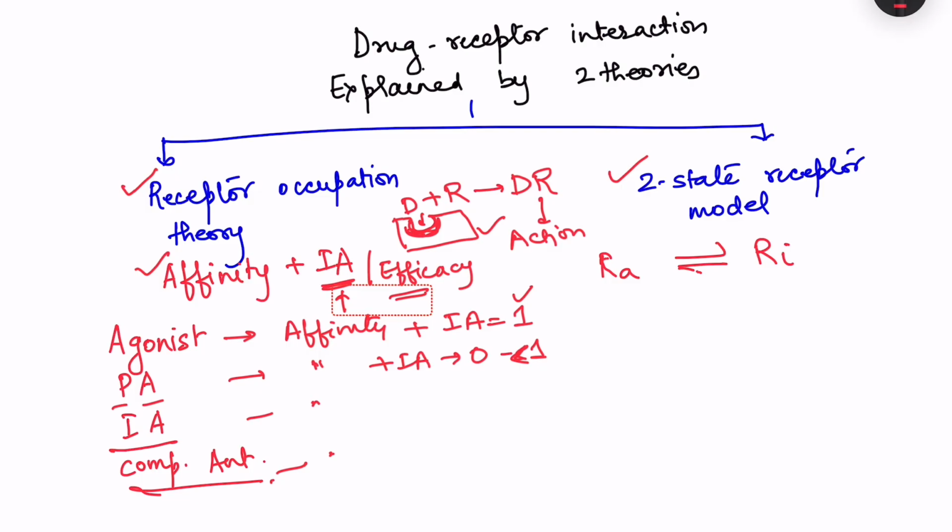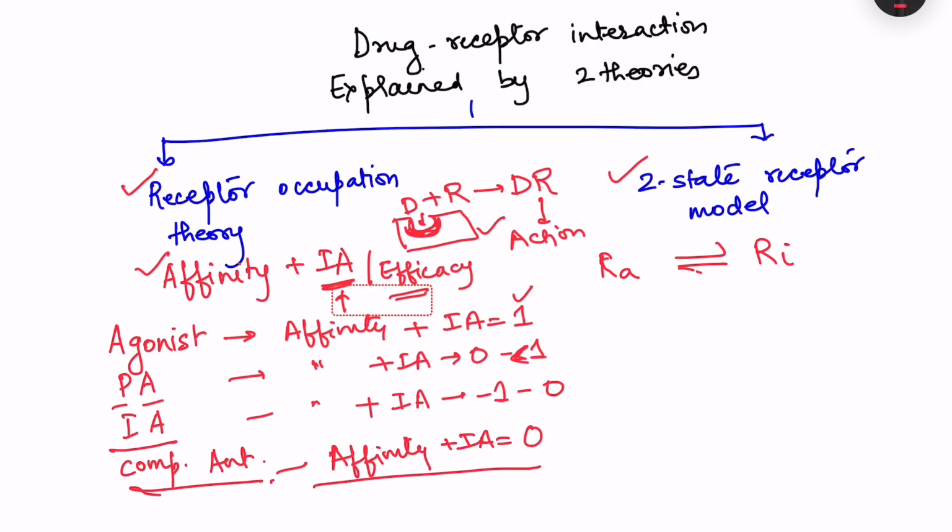So we can say that inverse agonist has affinity plus intrinsic activity which ranges from -1 to 0 in opposite direction, isn't it? And competitive antagonist, it has affinity but intrinsic activity is equal to 0. Okay, because we are telling that competitive antagonist only binds, there is competition but there is no change in the receptor because it is not allowing the ligand to bind, so there is no activity.